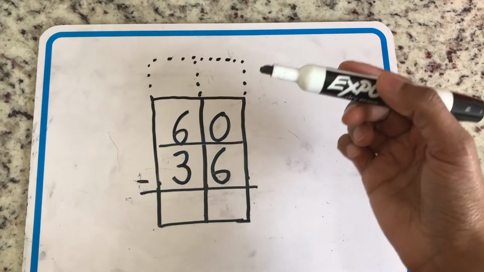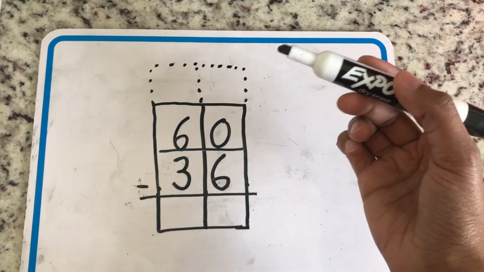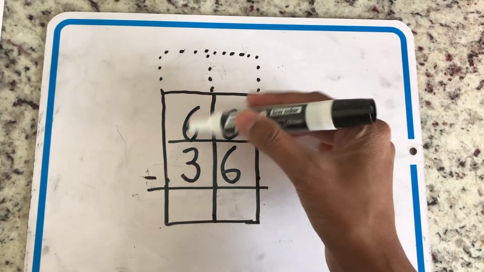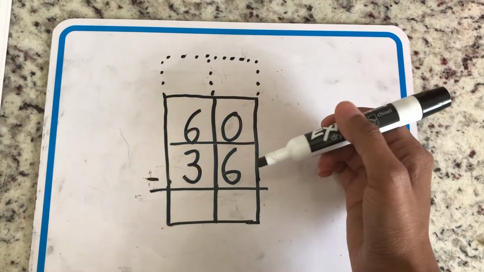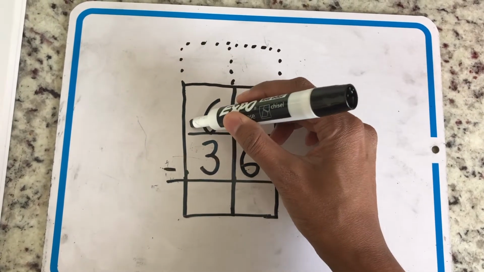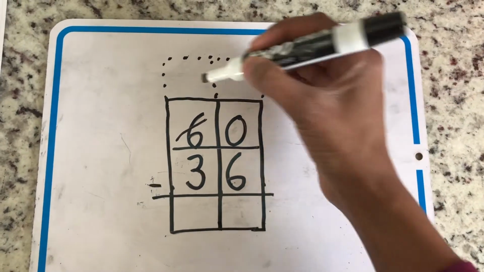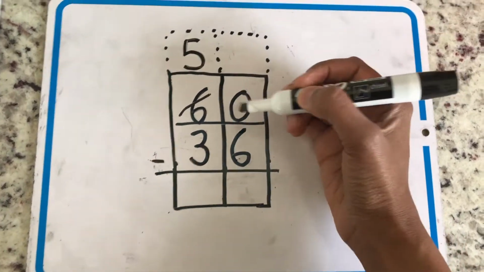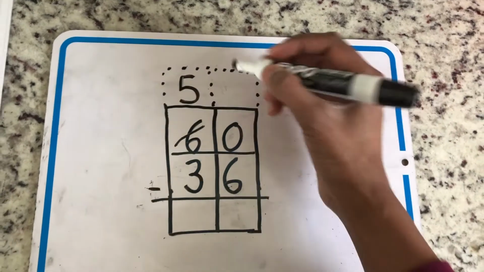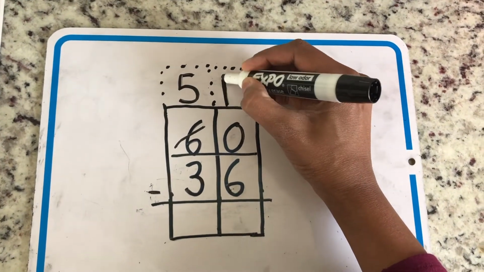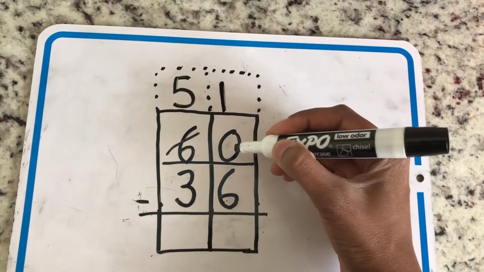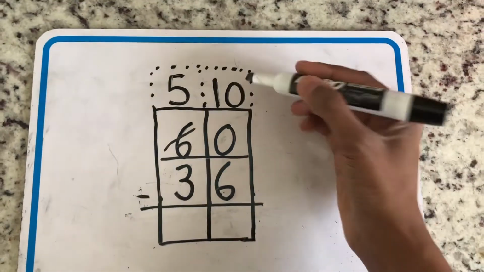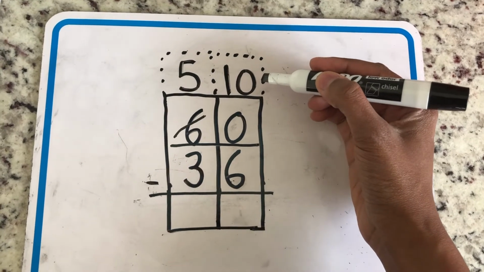I'm going to take one of those 10s. I'm going to regroup it into 10 ones. So here I go next door. There's 6 10s over here. I need to take one of them. What's 6 take away 1? 6 take away 1 is 5. And now I'm going to take that 10 and I'm going to bring it over here to my ones section. So I've got 1 10 now. And there was 0 ones. So we're going to keep the 0 ones. Now I have 10 ones.